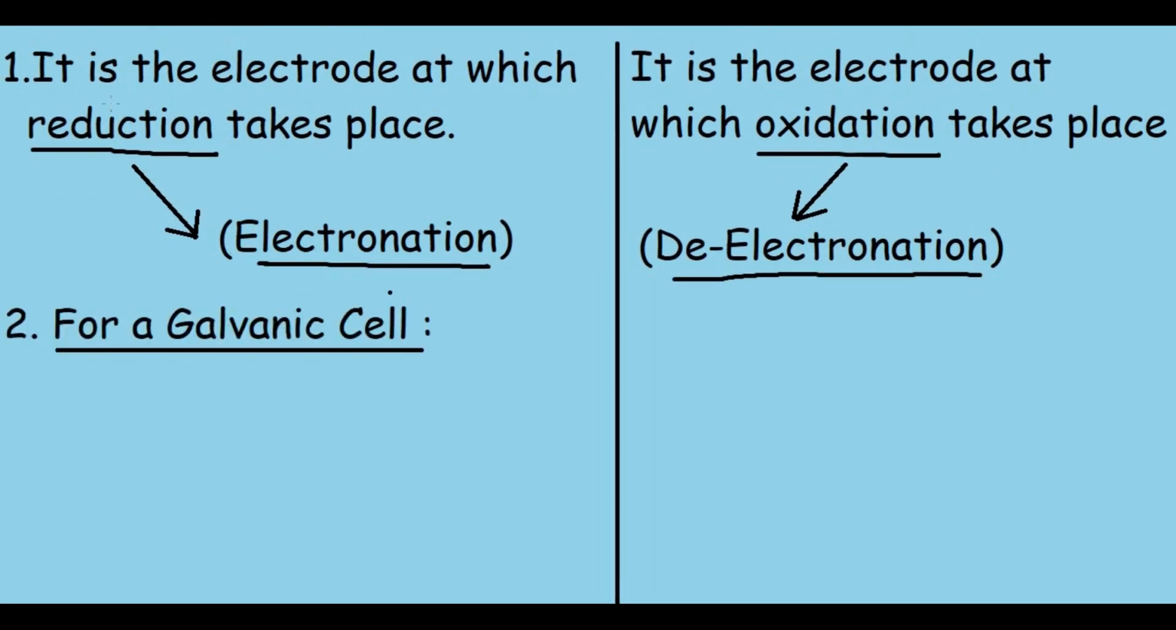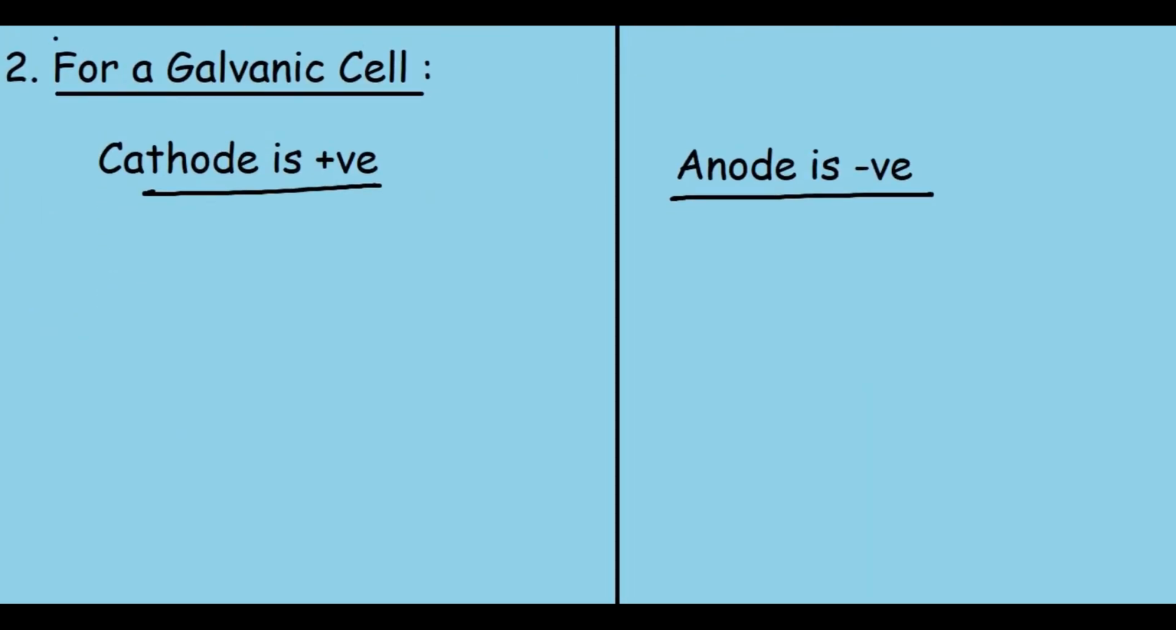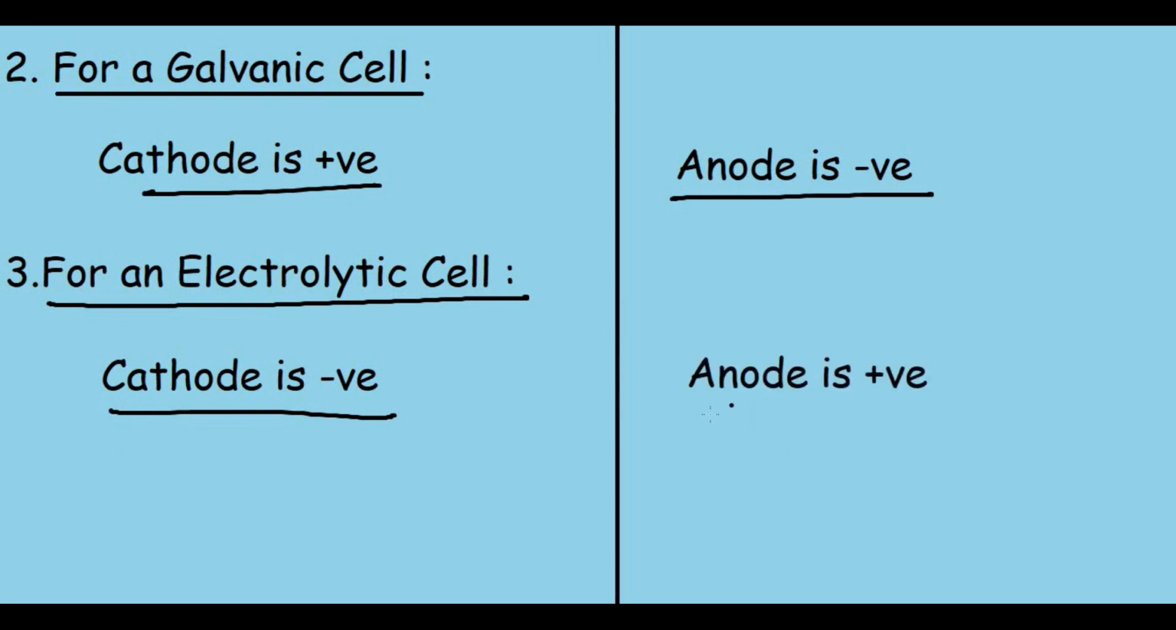For a galvanic cell, the cathode is positive and the anode is negative. Now let's move on to an electrolytic cell. The cathode is negative and the anode is positive for the electrolytic cell.